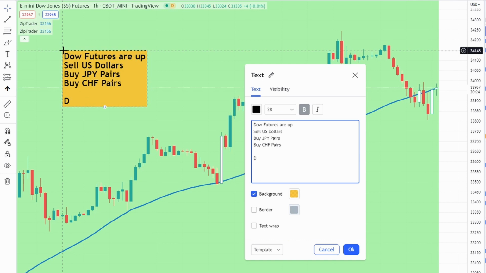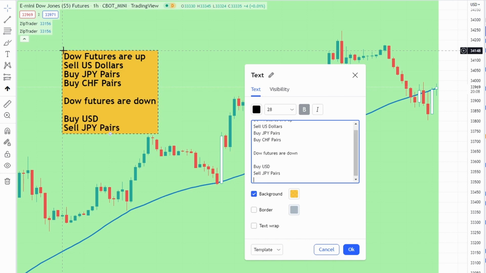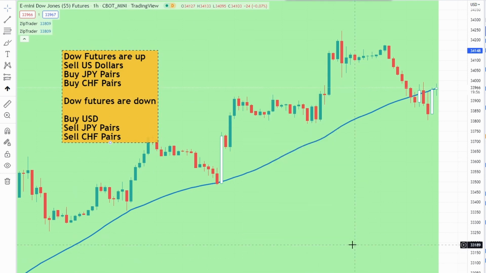When Dow futures are down, that means the market is nervous. Risk off, which is what we had this morning. So we'll be looking to buy the US dollar for a safe haven bid, sell yen pairs. So this is not selling the Japanese yen itself, but the yen pairs, and selling Swiss pairs. Sometimes there's other factors at play that do not make this a perfect match, but that's basically the rule of thumb that you want to use.